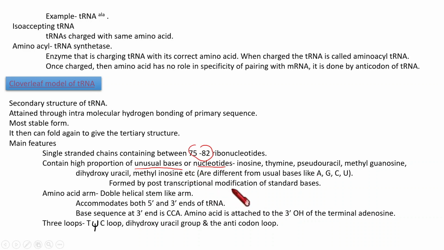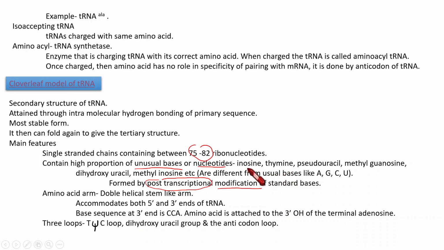Because of some modifications that happened post-transcriptionally. After the transcription of that tRNA, it is having some modifications of the standard bases like adenine, guanine, cytosine, and uracil. As a result of that modification, these unusual bases are forming in tRNA and they have some significance.